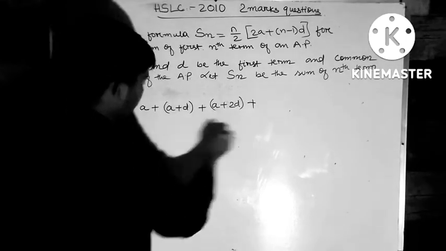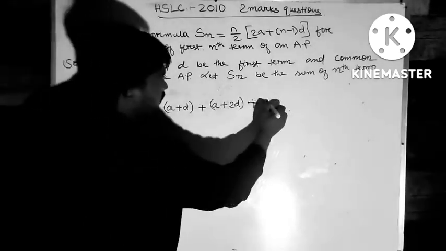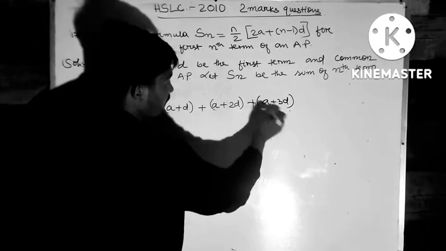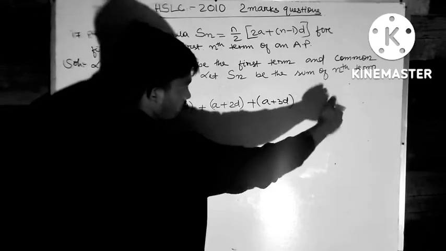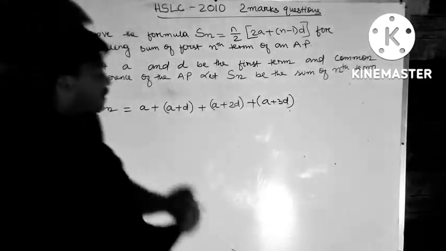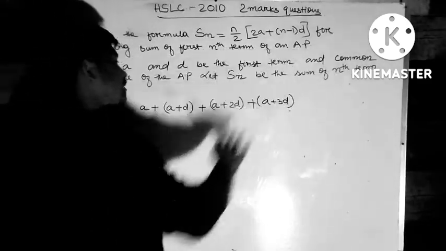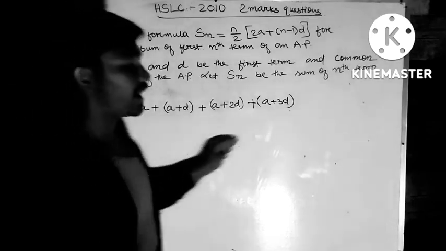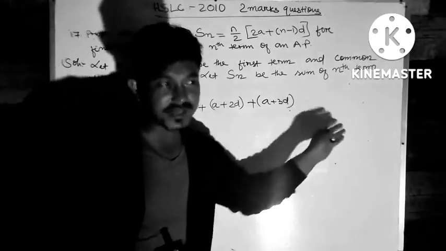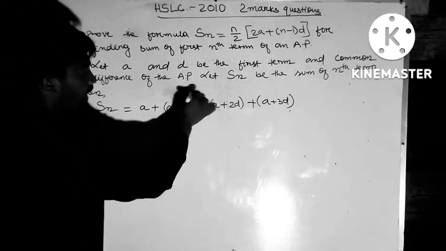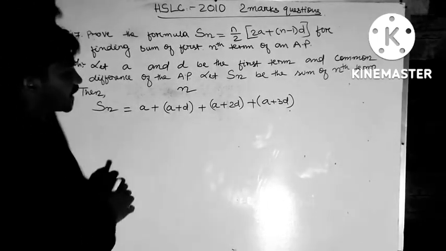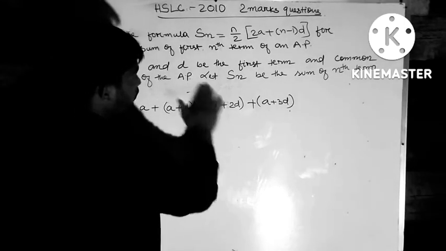So the third term, first term, second term, third term, and it is going to go like this, okay? This d will increase one by one, in increasing order. So in which place are we going to end? We are going to end at the last place, and the last number in maths is always denoted by what? n. Yes or no? So because of that, I'm not going to continue like this.